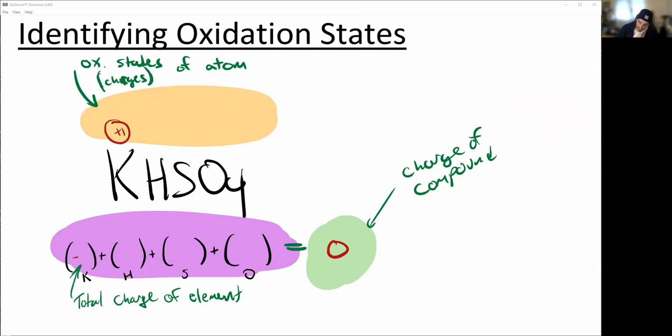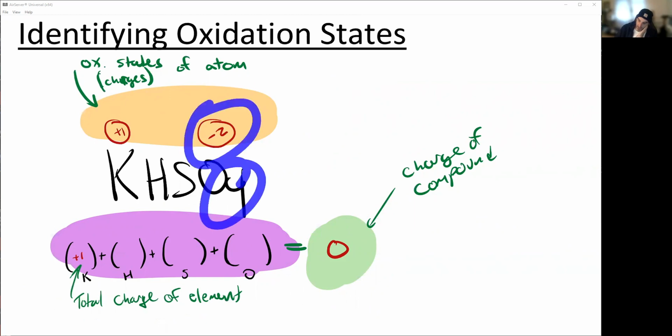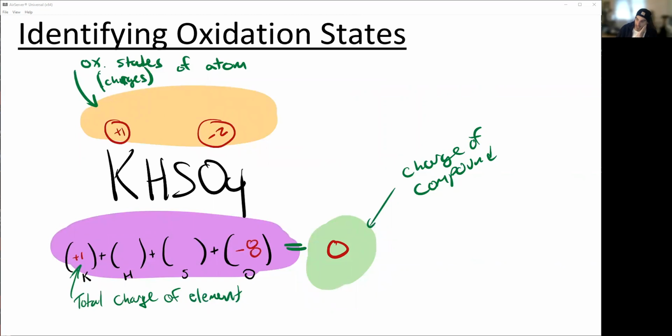There's only one potassium, so +1 there. Next up, oxygen is next on the list. I know oxygen is -2 in most cases. There are 4 oxygens at -2 each, so 4 times -2 gives me a -8 total. Hydrogen is the next thing, and it has a +1 charge, and there's only one of them.